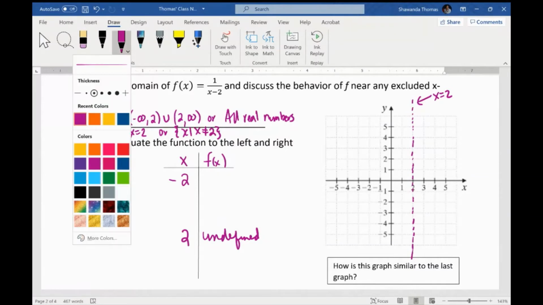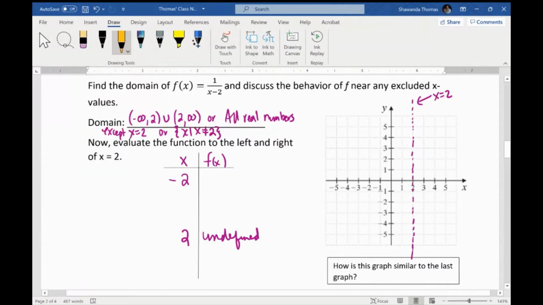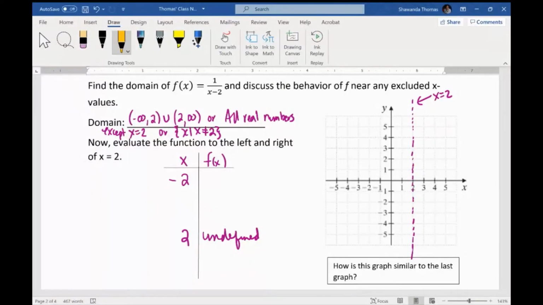Anybody? Into the 1 over x minus 2. Correct. If we plug in 2, we get undefined. Let's plug in -2. We get negative 1/4, which is negative 0.25. Correct. So let's go ahead and plot it. That's -2, -0.25 right here.